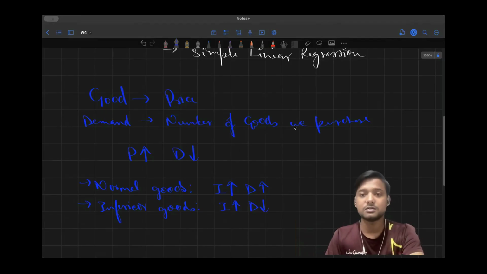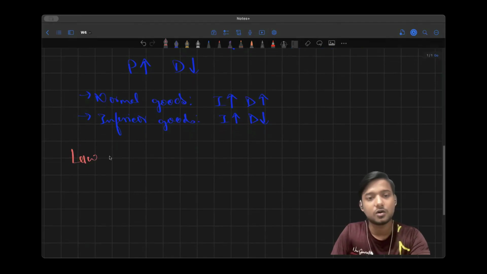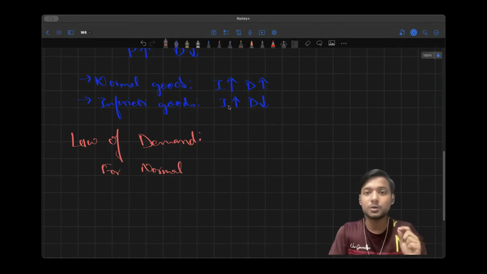And this law which we studied is formally known as the law of demand. And what does it state? For normal goods, remember we were talking with respect to income here. Income is what we have. And the law of demand is between price and the quantity demanded. So know the difference. Both are in rupees, both are in terms of currency, but both are physically different. Income is what we have and what we can use. Price is something which we have to pay.